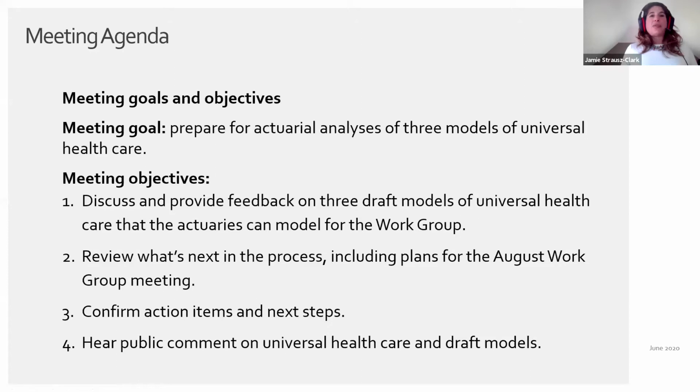So that the actuaries are going to model for the work group. We're going to also review what's next in our process, including plans for the August work group meeting. Of course, confirm action items and next steps, and finally hear public comment on universal health care and today's proceedings. Liz, you can advance the slide, please.